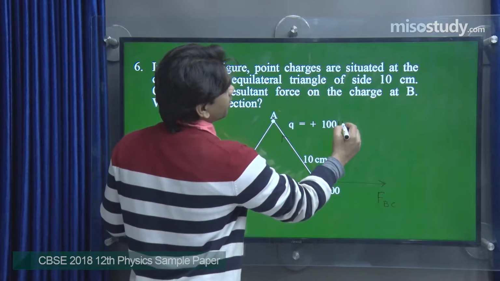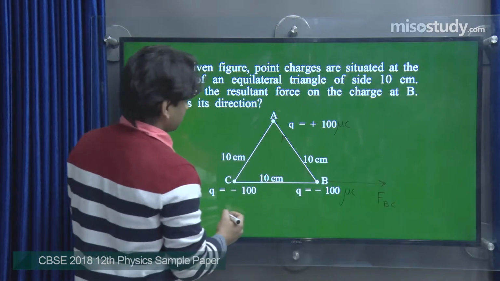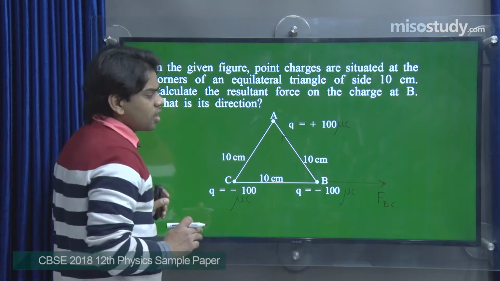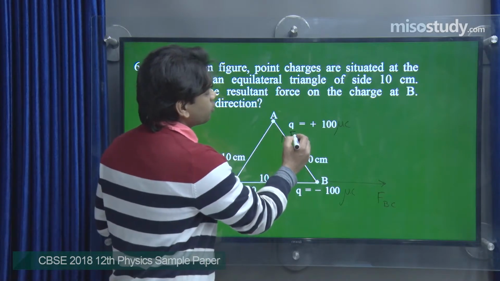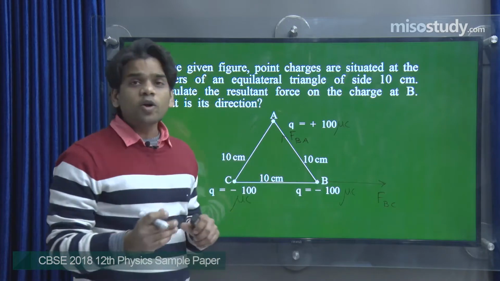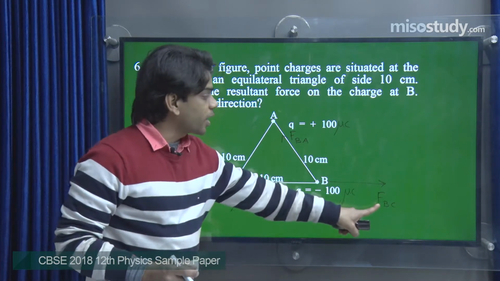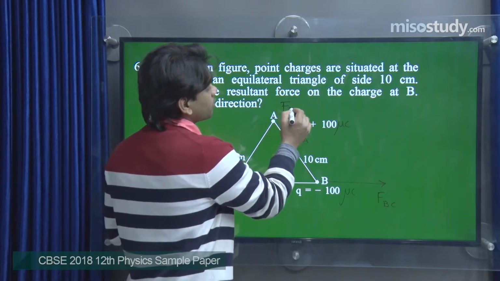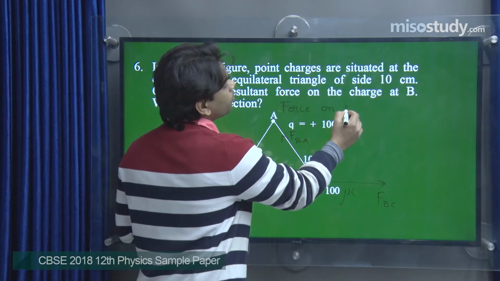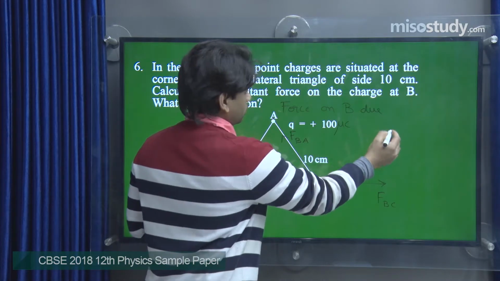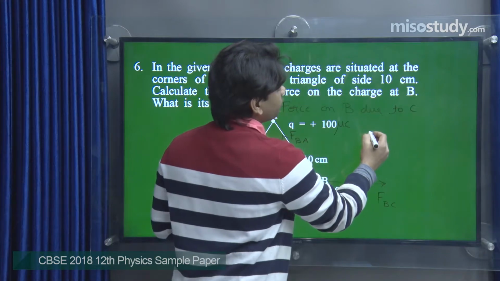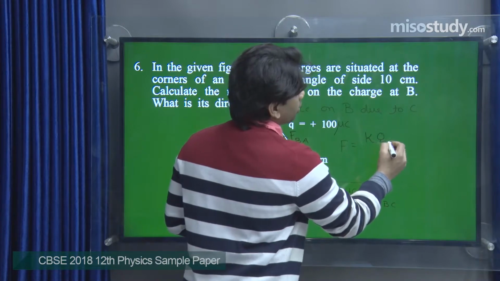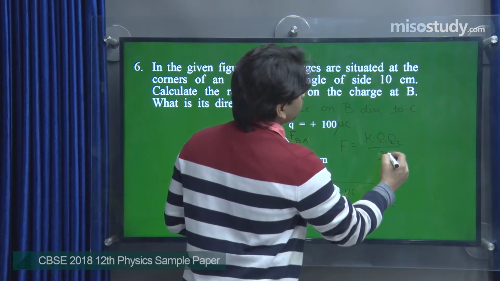Now each of the charges is given in microcoulomb, so you can make it out that this is given in microcoulomb. This force is attractive, this force is repulsive. Now this is force on B due to A. Let's try to find out what is the value of each of these individual forces, FBC and FBA. So force on B due to C, you can easily make out by using the formula F is equal to K Q1 Q2 by R square.